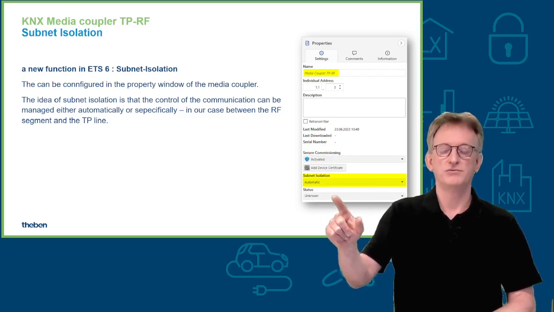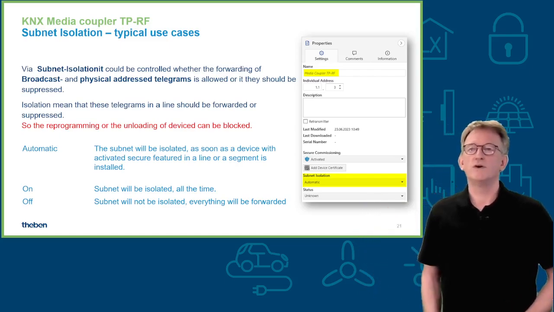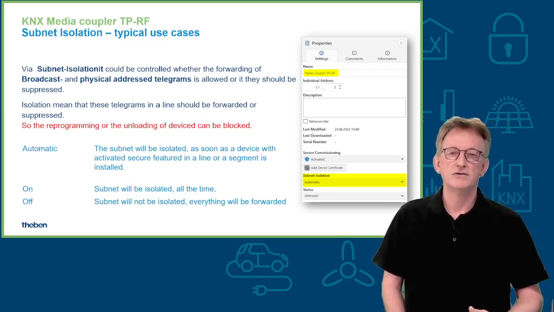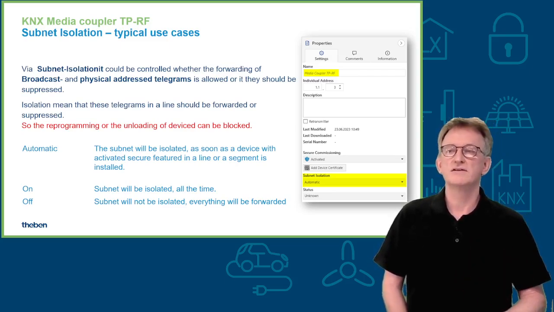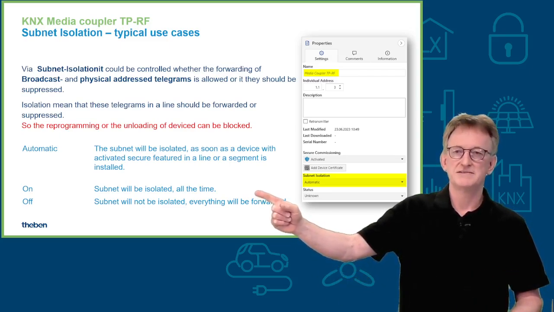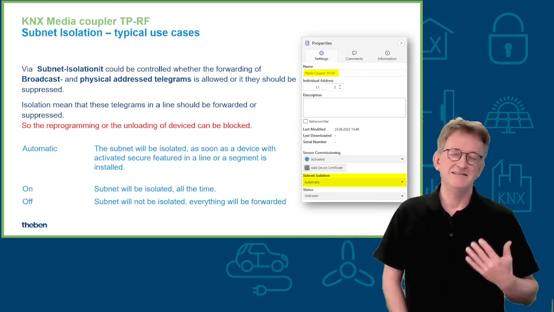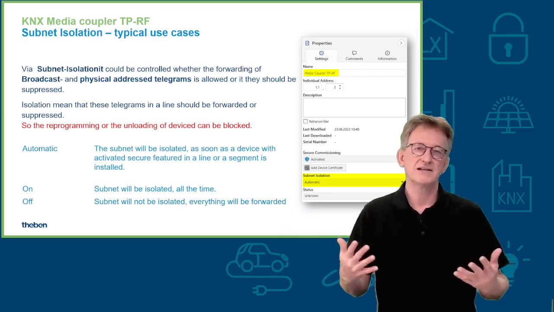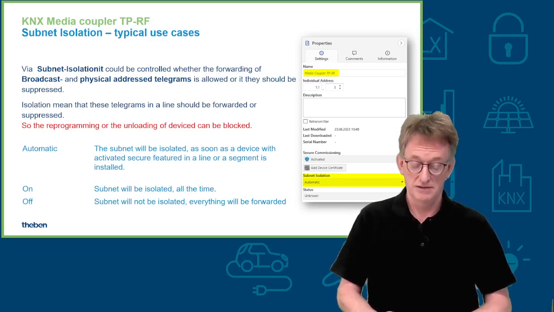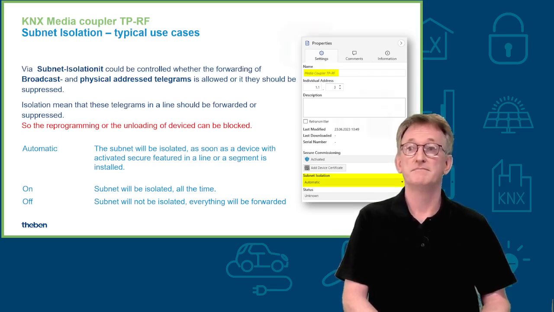Just go to subnet automation and you have here 3 options. One option is automatic, so ETS will decide on its own. If there is a secure device, then it will run in secure. But you can also say on, then it's always isolated, or off, it's not isolated, everything will be forwarded. And this is especially important for all broadcast or physically addressed telegrams. It also helps you to make your KNX environment, especially if you have RF environments, more secure.